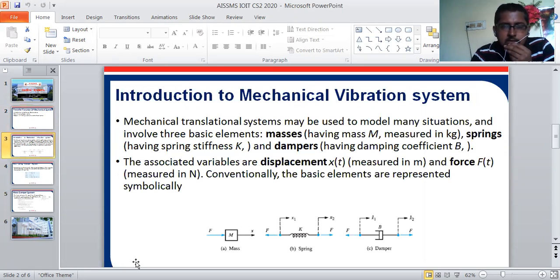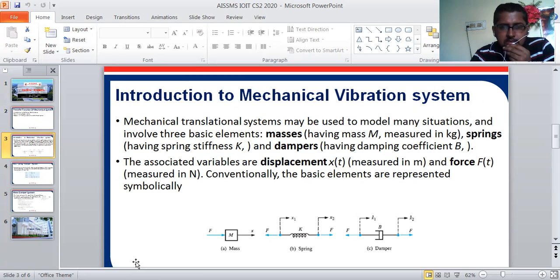Basically, as an introduction to the mechanical vibration system, particularly in a mechanical translational system, we have three different parameters: one is mass, another is spring, and another is damper. Mass is represented as m and measured in kg. Spring has stiffness, represented as k, and the damper has a coefficient, represented by B. The associated variables are displacement x(t) and force f(t).